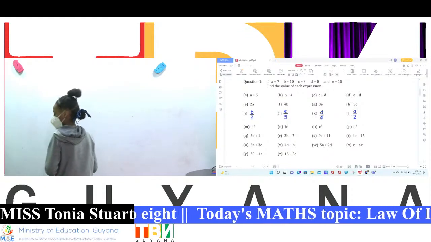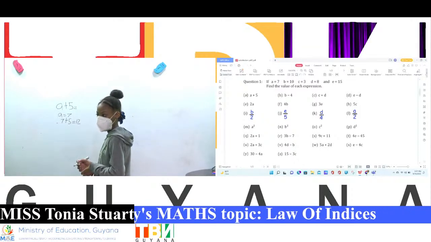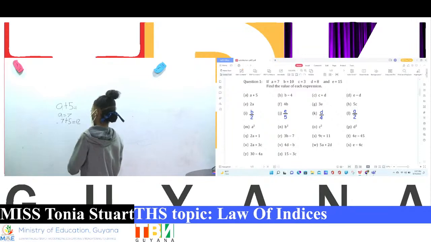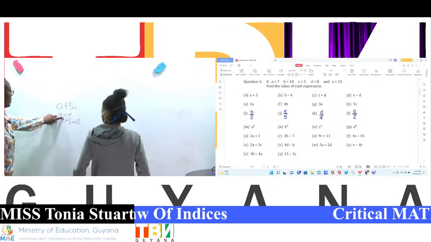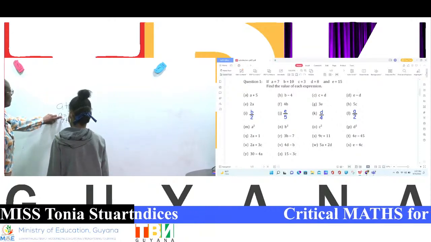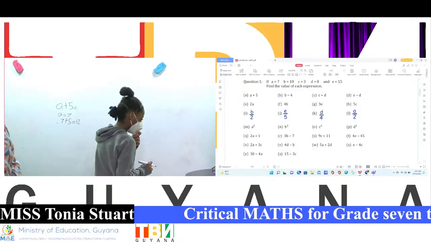Okay, Shamar, do you agree? Yes, A plus 5, given the fact that A is equal to 7. So you'll have 7 plus 5 equal to 12, okay? Excellent. Pick the other one.